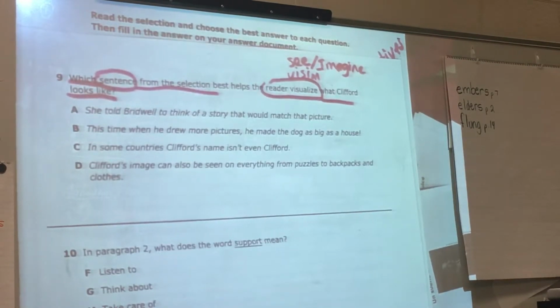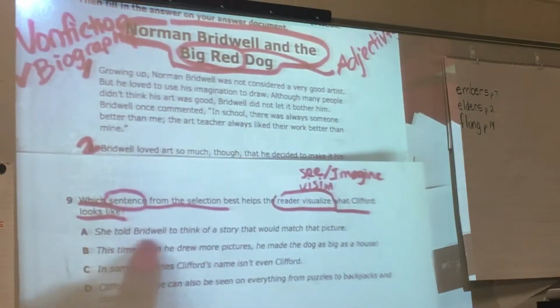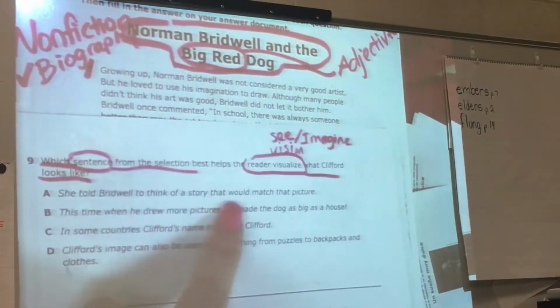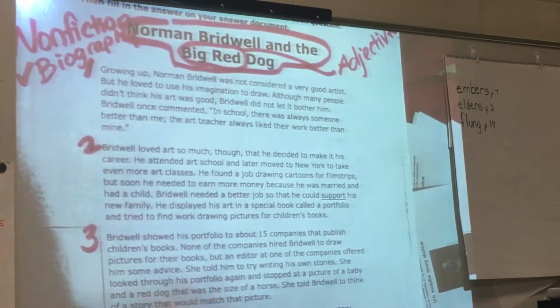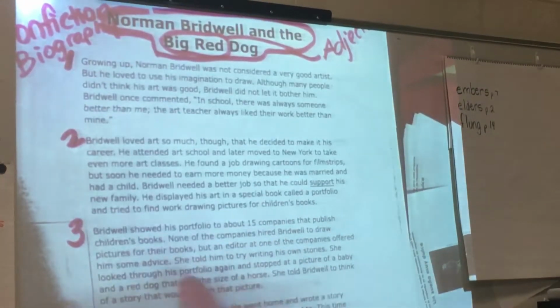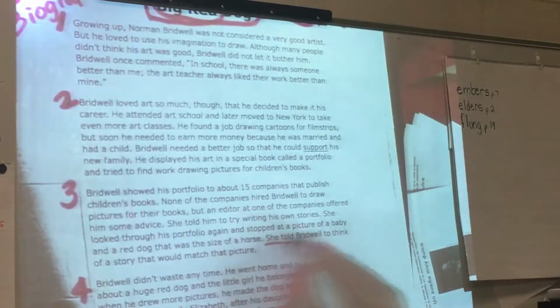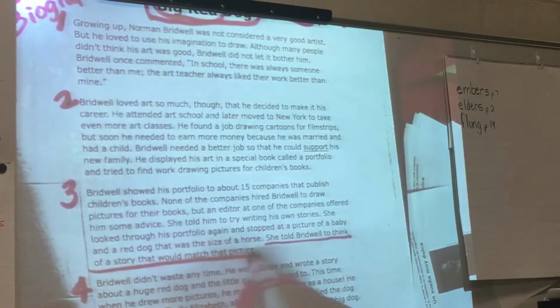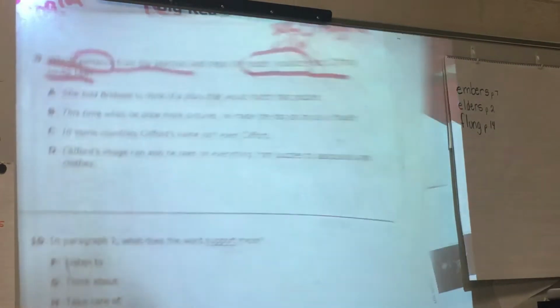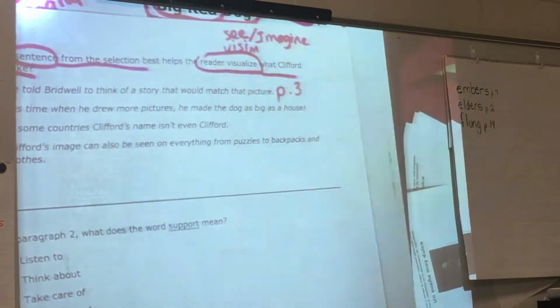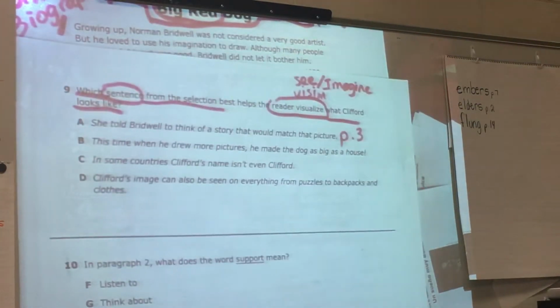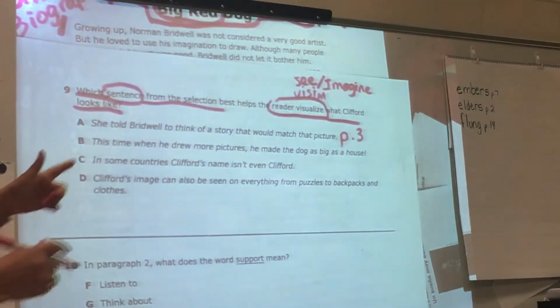I found them all. Where did you find A? Paragraph 3. So let's go to paragraph 3. It says, she told Bridwell to think of a story that would match the picture. No, she told him to write his own stories. No. The last one: she told Bridwell to think of a story that will match the picture. Where did I find that one? Paragraph 3. Let me read it before I go to the next one. She told him to think of a story that will match the picture.